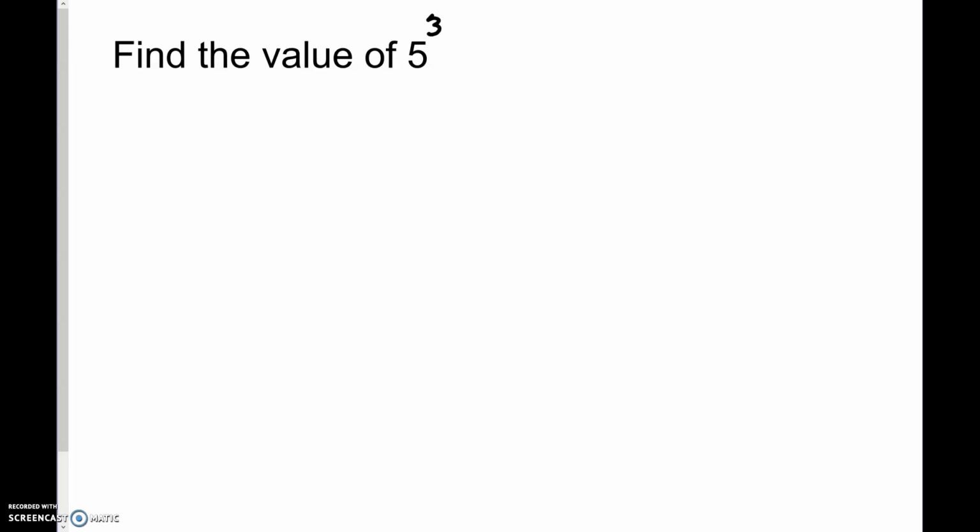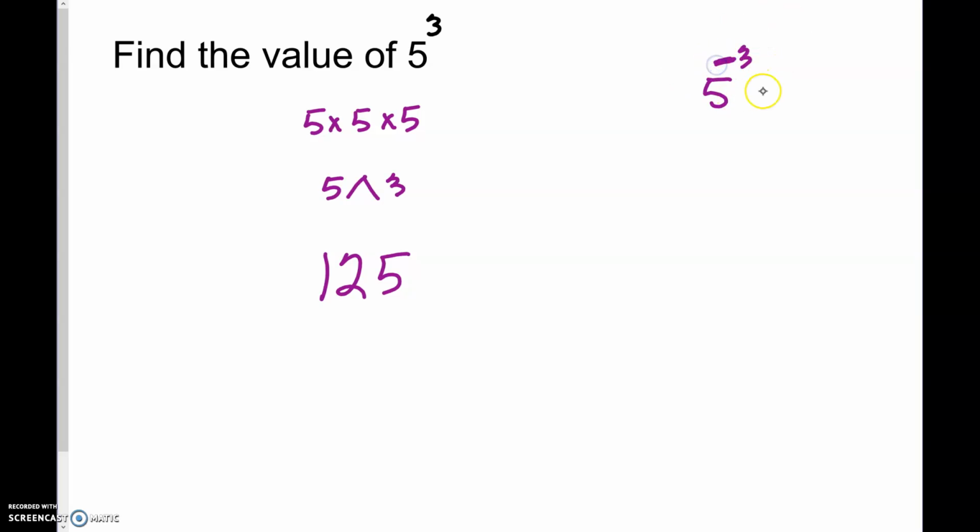All right, give this a try. Read it and give it a try. Find the value of 5 to the third power. All right, 5 to the third power, remember, means 5 times 5 times 5, or if you remember how to use your calculator, you're hitting 5 and then that caret button, 3. So we've got 25 times 5, which is 125. Now, if I had that problem as 5 to the negative third, the only difference is that because we have this negative exponent here, it would be 1 over 125.